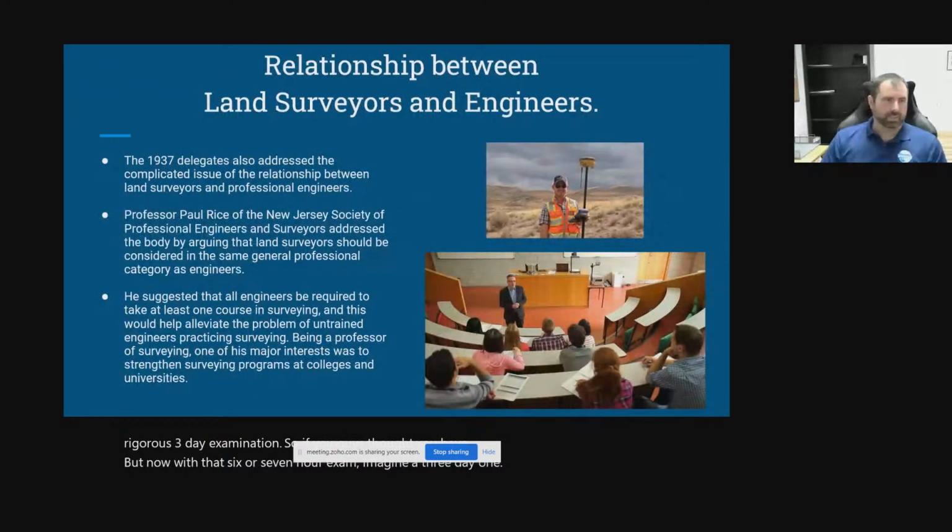All right, so next we're going to go to the relationship between land surveyors and engineers. In 1937, delegates addressed the complicated issue of the relationship between land surveyors and professional engineers. Professor Paul Rice of the New Jersey Society of Professional Engineers and Surveyors addressed the body by arguing that land surveyors should be considered in the same general practice as engineers. Again, same thing, requesting that at least one class be taken.